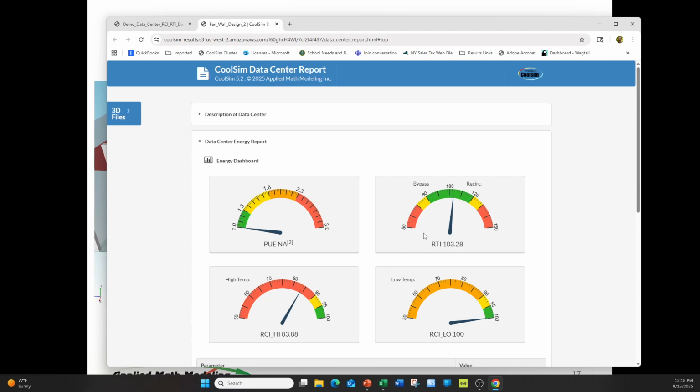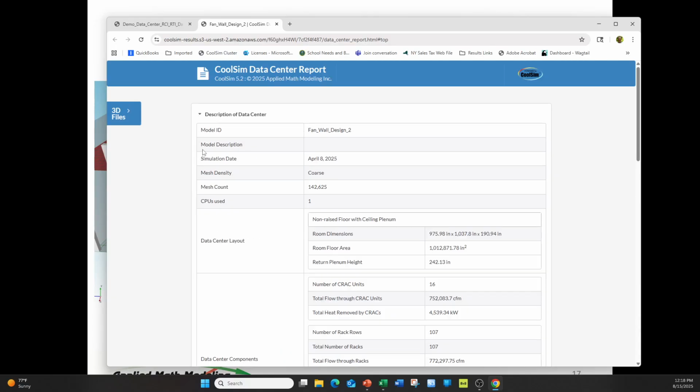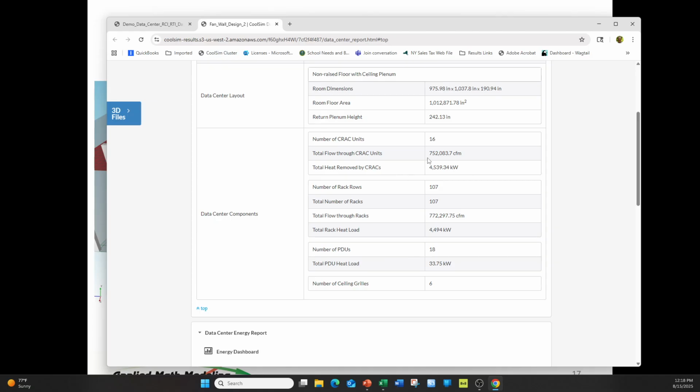If any of you have taken the Data Center Energy Practitioner training, if you haven't, I would recommend you do that. And here as well, analytically, you can see, or numerically, that we're supplying 752,000 CFM. The racks need 772, so we are a little light.